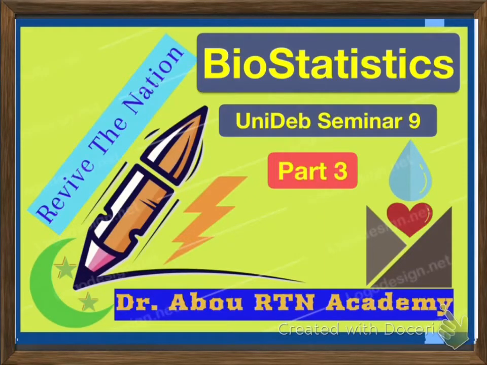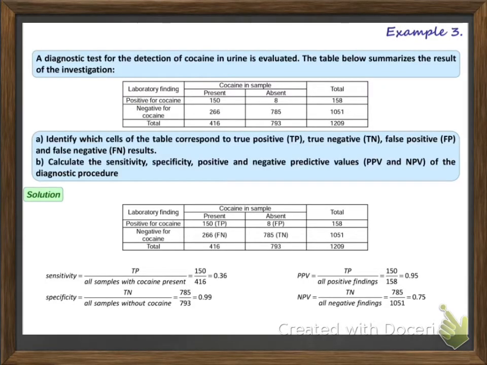Hey everyone, today we are going to discuss part 3 of seminar 9 for University of Debrecen and the Biostatistics subject. So here in this example 3, a diagnostic test for detection of cocaine in urine is evaluated. The table below summarizes the result of the investigation.